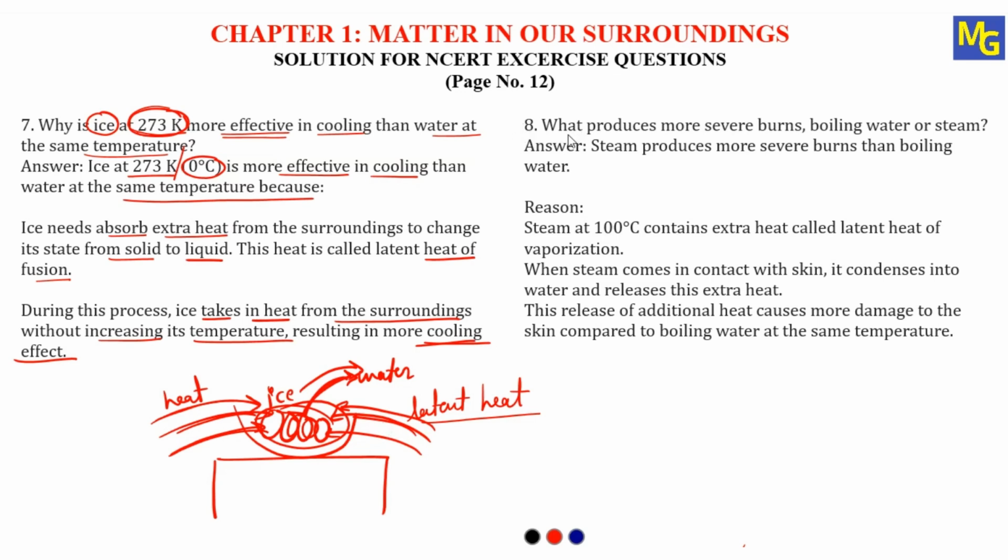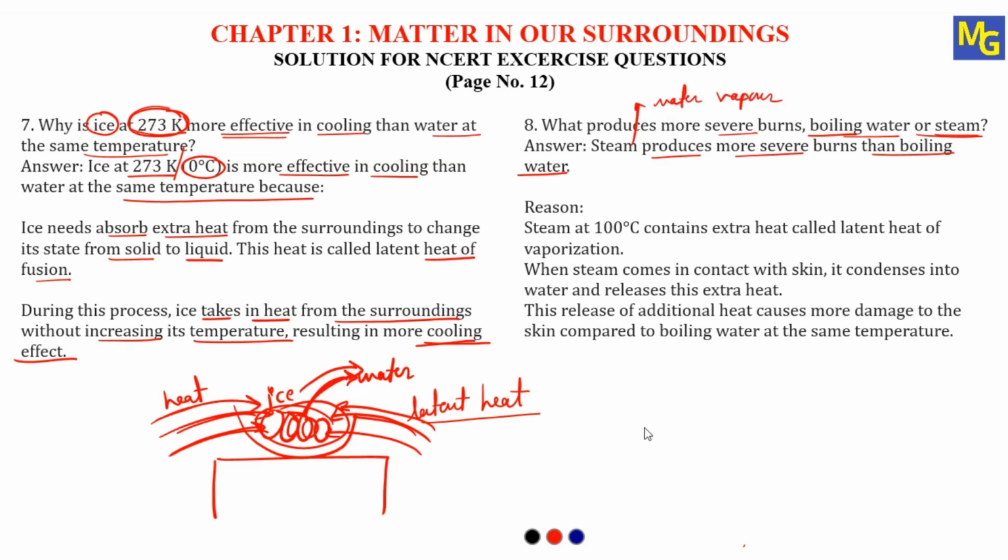What produces more severe burns, boiling water or steam? Same question as earlier, but a little bit different. So what is the question here? The question is, if we take boiling water and steam, which will burn more? The answer is, steam produces more severe burns than boiling water. Steam means water vapor. How does water vapor form?